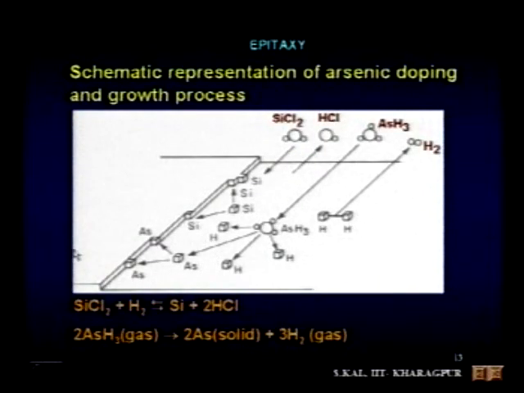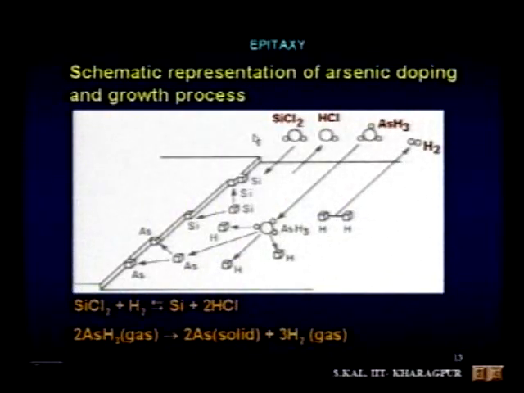Now this diagram will show you the arsenic doping and growth process, how the arsenic doping is taking place and how the growth proceeds. Here, this is the silicon surface, and SiCl2H2, this is the last stage of the SiCl4 reaction, that is silicon plus 2HCl. So now, one by one silicon atoms are coming here. This one silicon, next silicon, the one layer is complete up to this. Then again, the next layer will come.